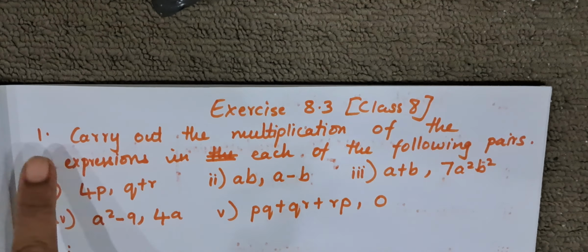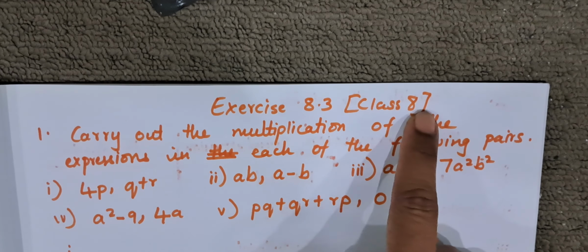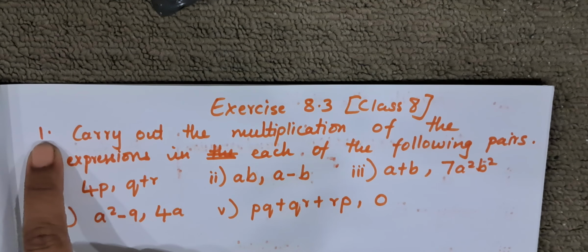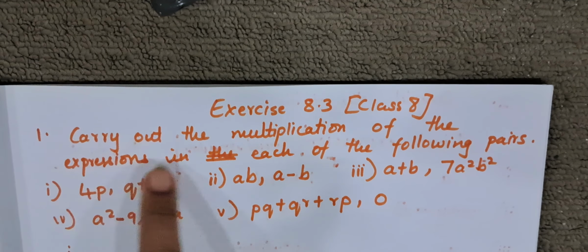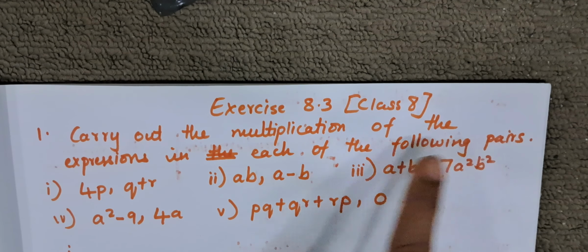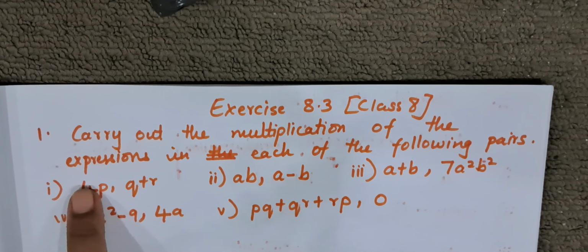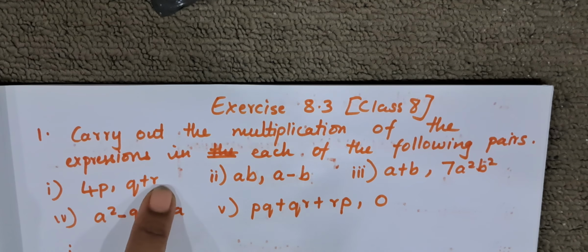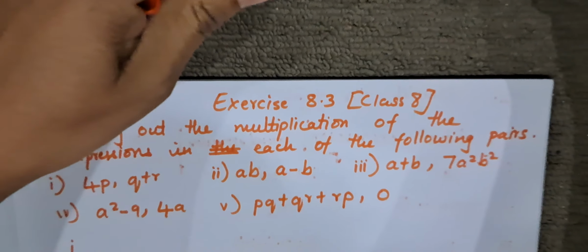Today we will be doing question number 1 and question number 2 of exercise 8.3, class 8. Let us see the first question. It says, carry out the multiplication of the expressions in each of the following pairs. They have given us 5 sums and in each of these sums they have given a pair of expressions and we have to multiply these pair of expressions. Let us begin with the first one.